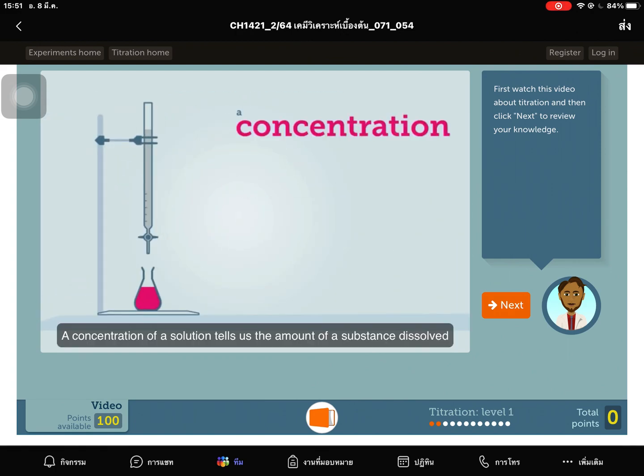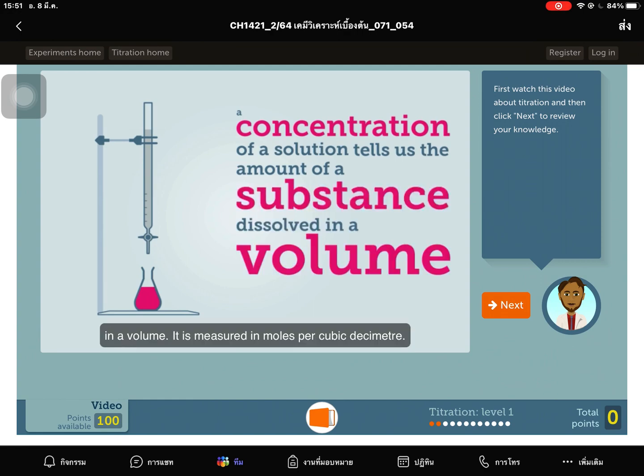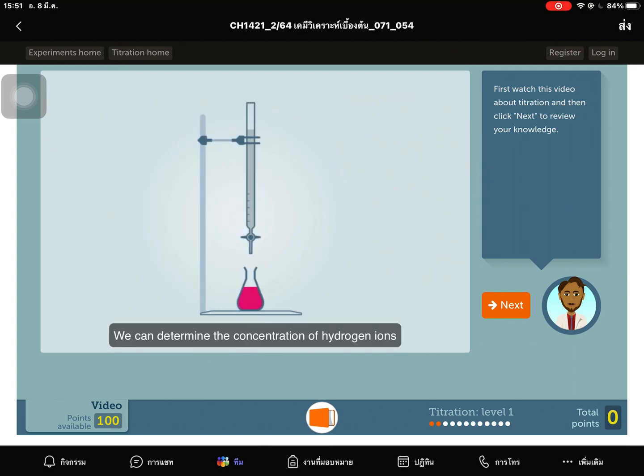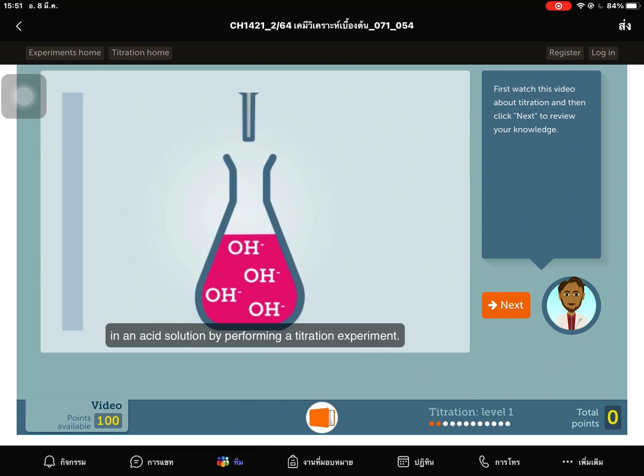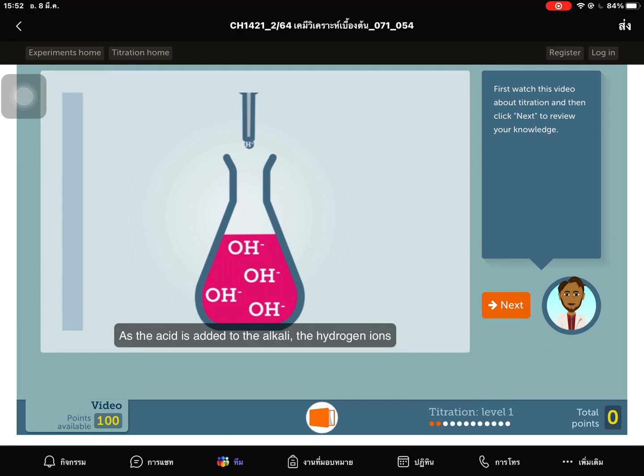The concentration of a solution tells us the amount of a substance dissolved in a volume. It is measured in moles per cubic decimetre. We can determine the concentration of hydrogen ions in an acid solution by performing a titration experiment. As the acid is added to the alkali, the hydrogen ions react with hydroxide ions to form molecules of water.